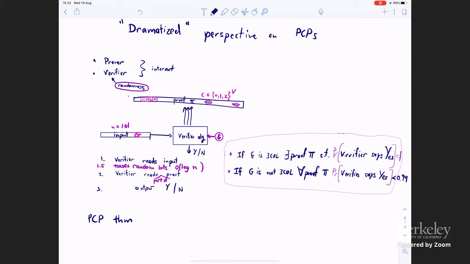The PCP theorem says that there is a verifier algorithm for every NP problem, in particular for graph three coloring. So I can state the theorem for graph three coloring. Graph three coloring has a PCP verifier, so that means there is some algorithm for the verifier that follows steps 1, 1.5, 2, and 3, and in the end it satisfies these two requirements.